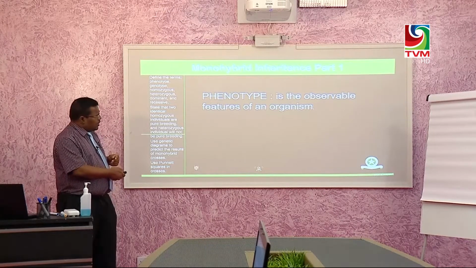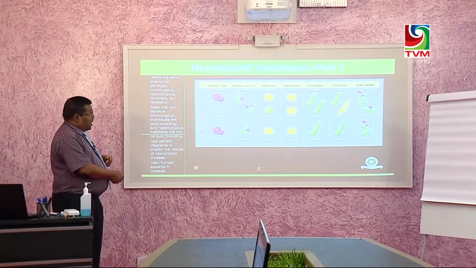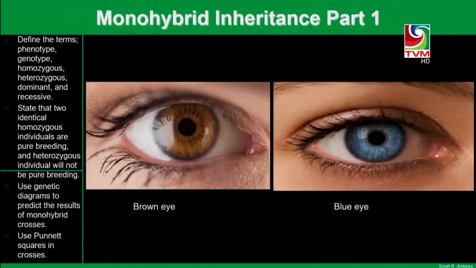When we consider humans also, there are various phenotypes that you can see in humans. For example, if you take the eye color, brown eye and blue eye, they are the phenotypes.